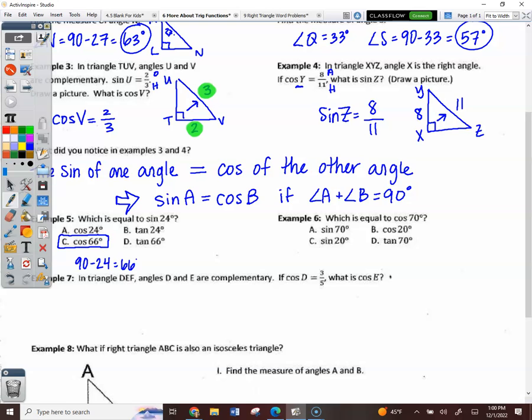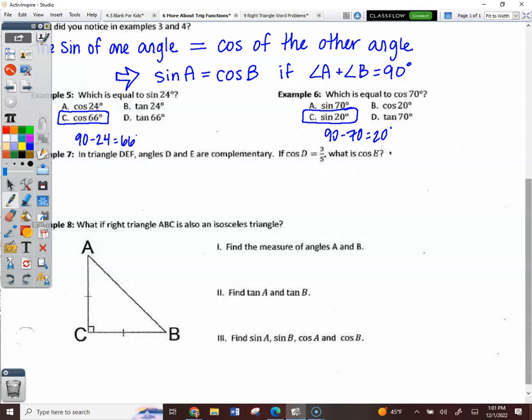All right, so what would be equal to cosine 70? Sine 20. Because 90 minus 70 is 20, and if I say the sine, then it's the cosine.